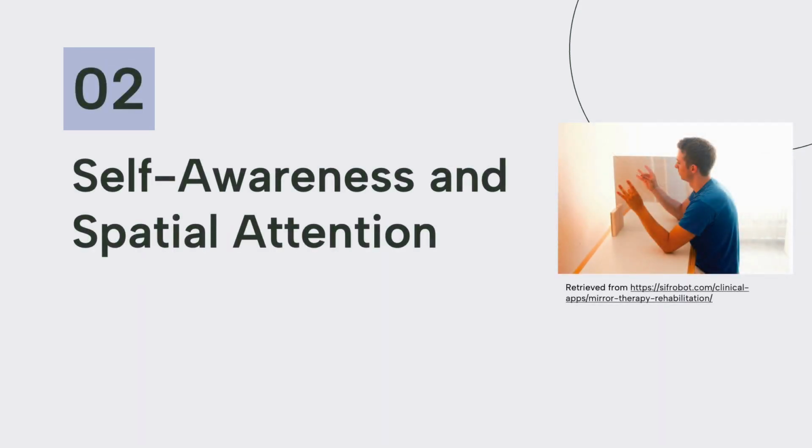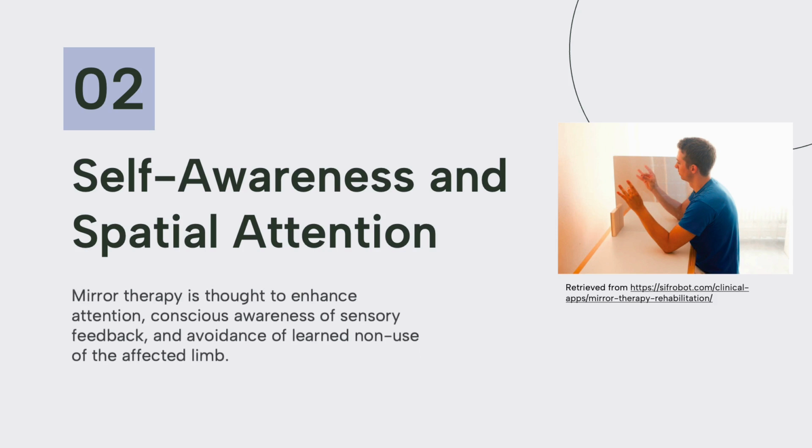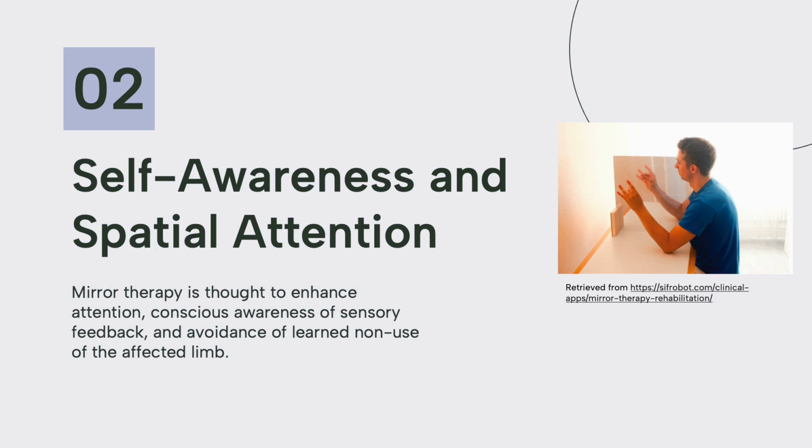The other hypothesis that supports mirror therapy is that this rehabilitation technique increases self-awareness and spatial attention by activation of specific areas in the brain, such as the primary and secondary visual and somatosensory areas. As such, mirror therapy is thought to enhance attention, conscious awareness of sensory feedback, and avoidance of learned non-use of the affected limb.